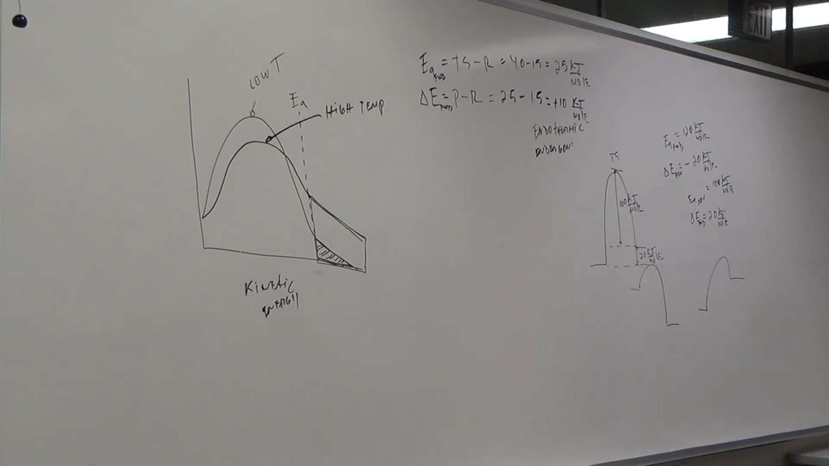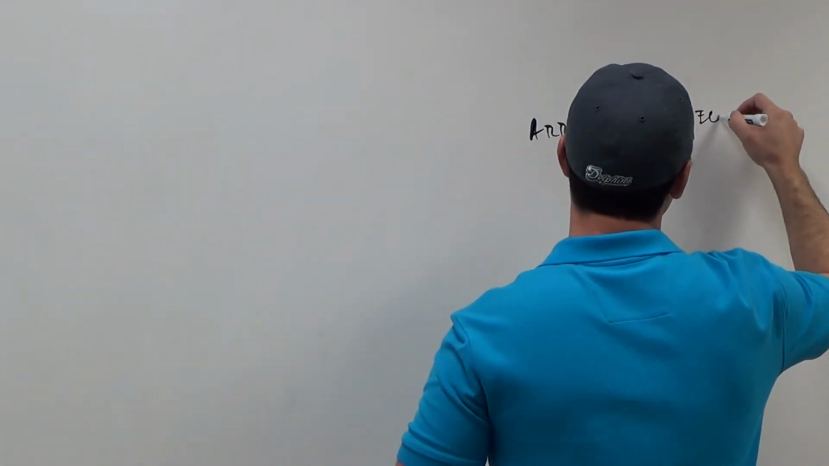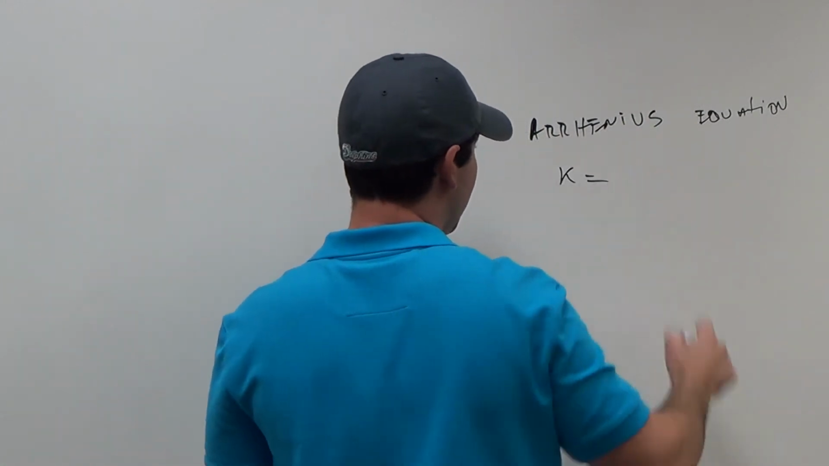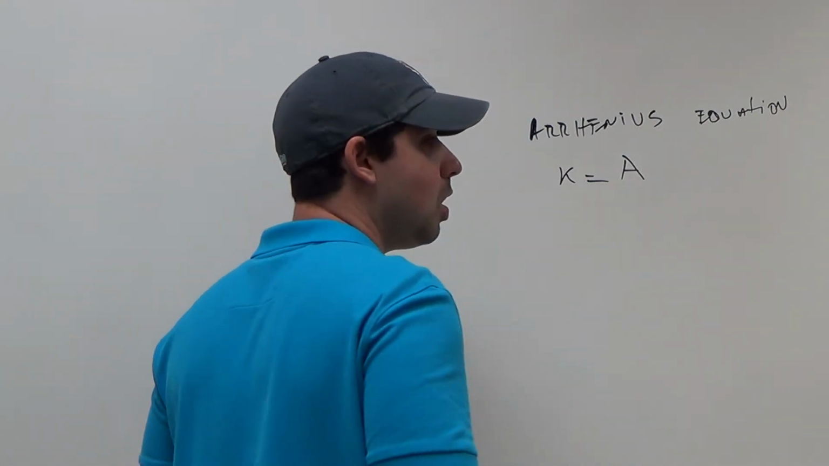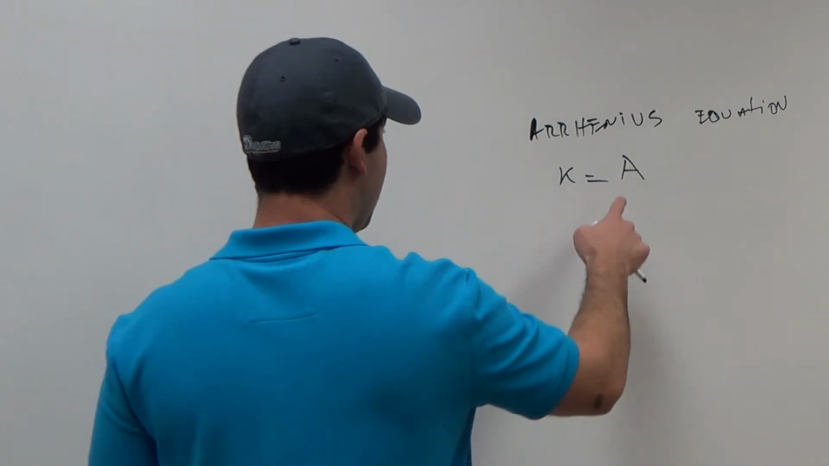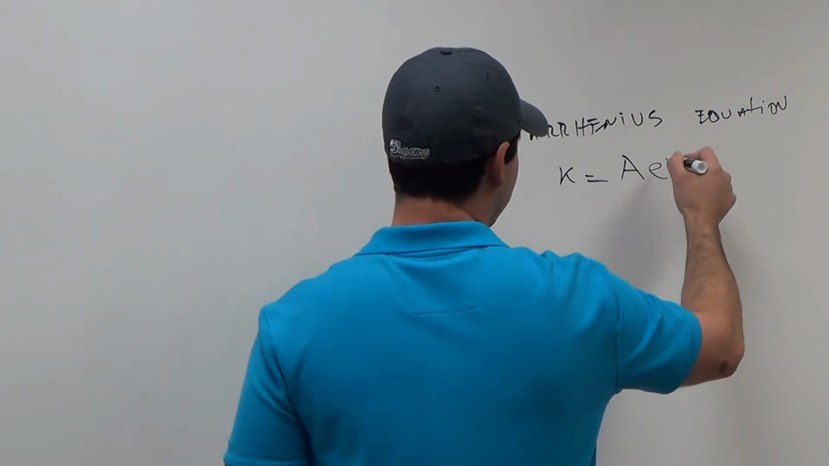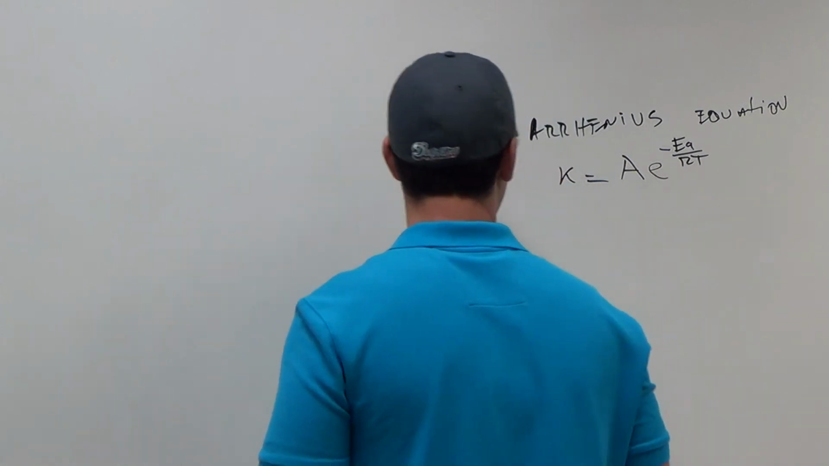This is described by an equation called the Arrhenius equation. Have you ever heard of it before? This is the Arrhenius equation, a form of it. The rate constant k is equal to something called the frequency factor, or Arrhenius constant A, times e raised to a power, and that power is Ea divided by RT.